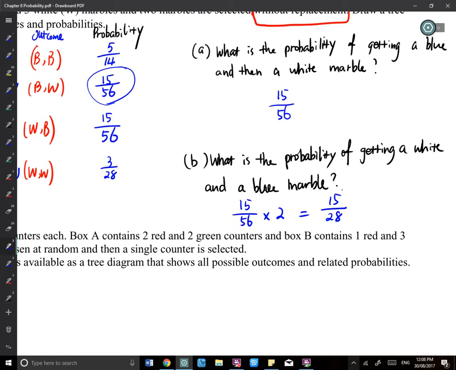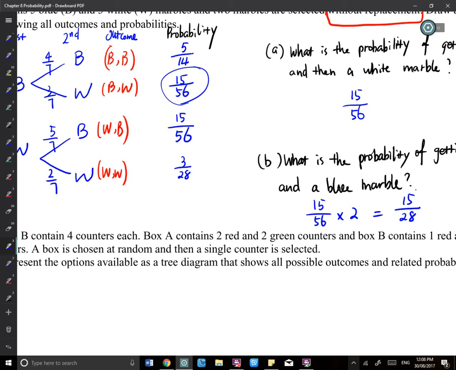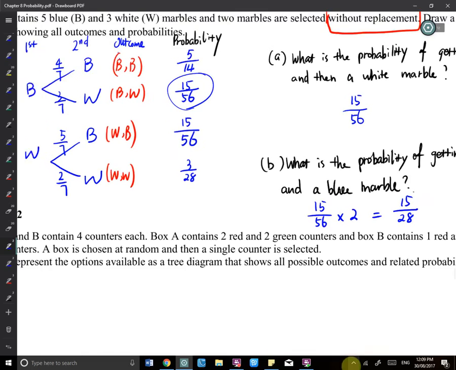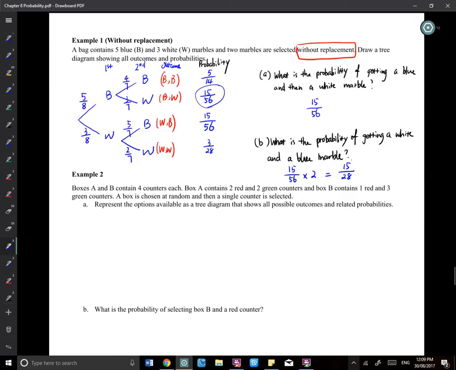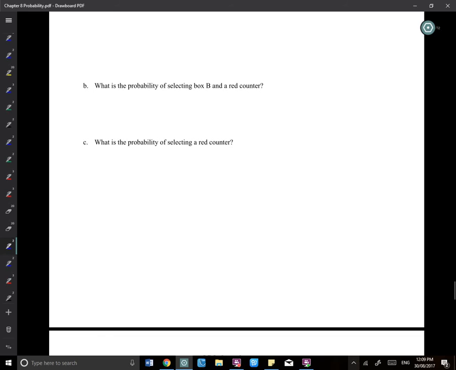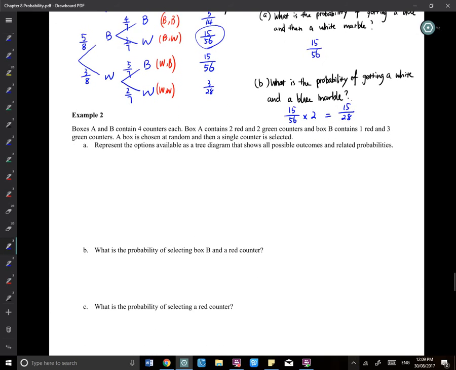When the order is not important, you get more outcomes, which gives you a larger probability. So there's two outcomes, and you can see those outcomes are not equally likely anymore because they have different probabilities. It's not a table method. In the table method, every outcome is equally likely, but here it's not, with tree diagrams. Just spend some time doing example two by yourself.